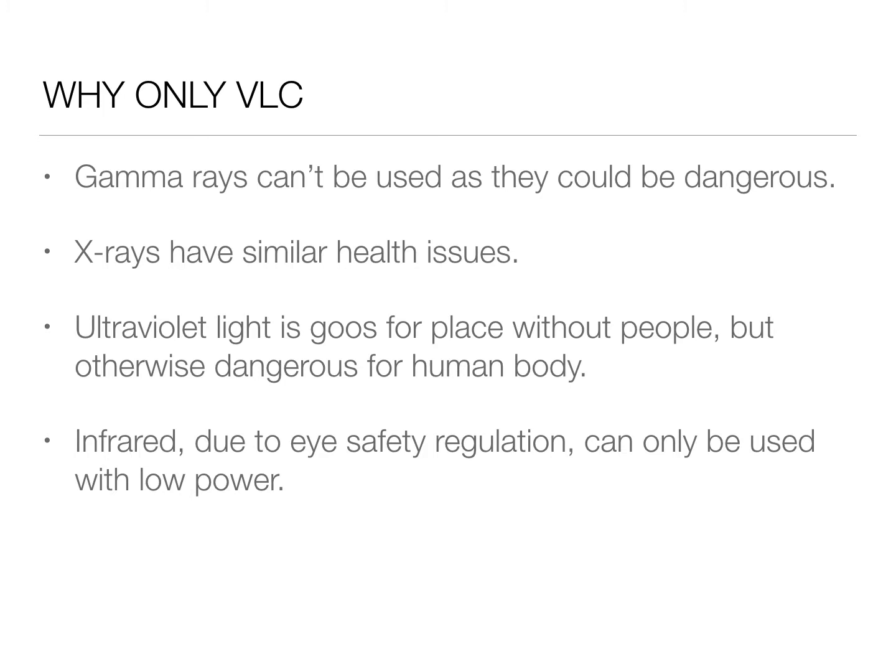Ultraviolet light is okay for places where there are no people, and very useful for Internet of Things applications, but it cannot be used where humans are present because it may lead to a serious health hazard. Infrared rays cannot be used for a similar reason, because these are not proper for eye safety.